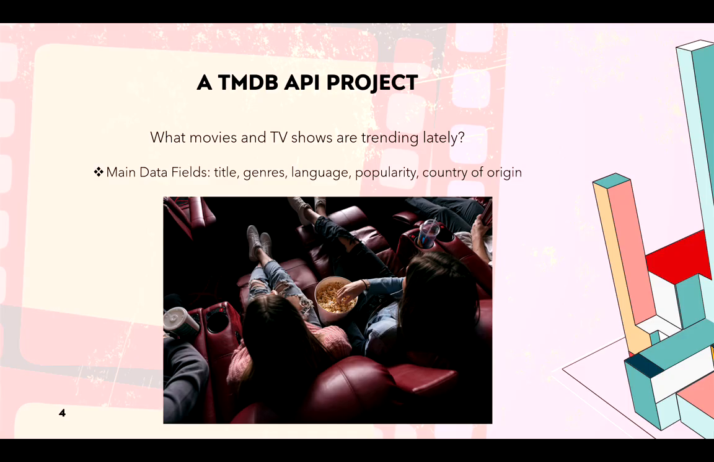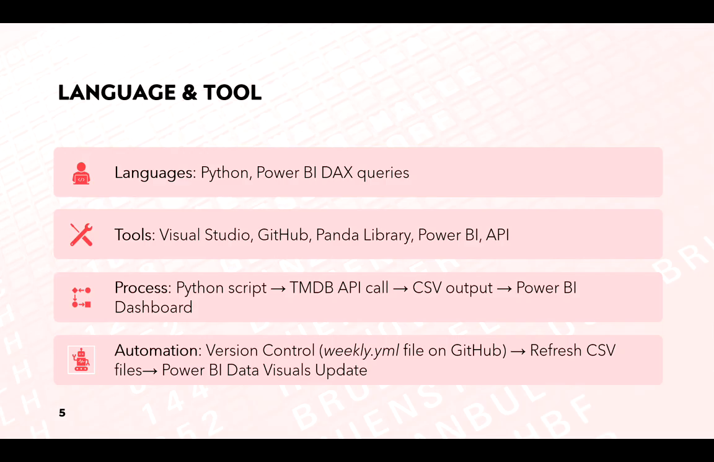Again, project overview. Basically, the movie and TV trends project is essentially an API call project which focuses on what movies and TV shows are trending lately. Some of the main data fields that I focused on were the title, obviously, the genre, the language, popularity score, and country of origin of said TV show or movie.